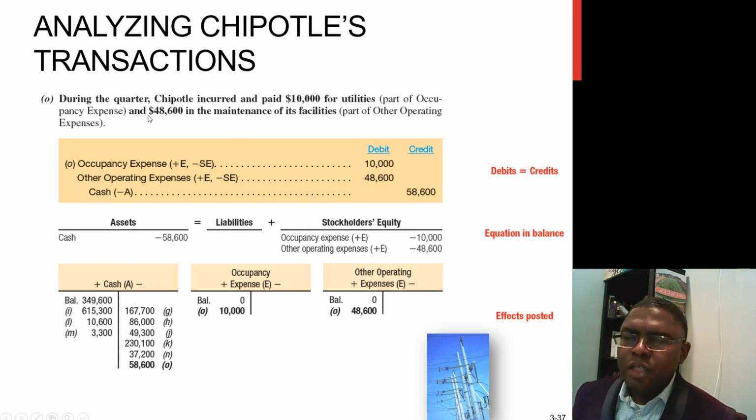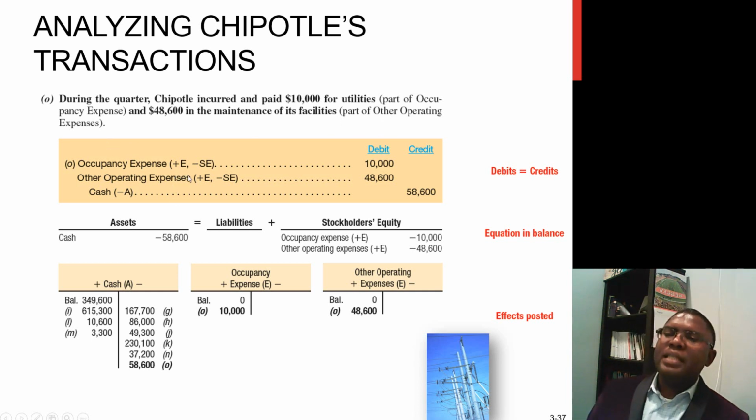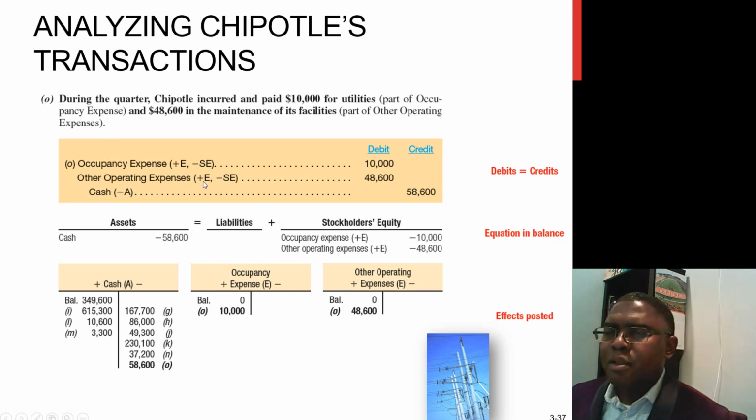The question continues. It says, during the quarter, Chipotle incurred and paid 10,000 for occupancy expense, and they also paid 48,600 in maintenance of its facility, part of other operating expense. So this is also operating expense. Operating expense is going up.